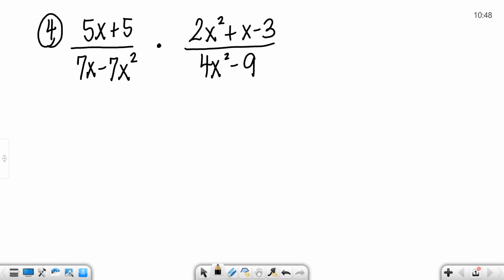So my numerator in the first expression, I can factor out a 5. My denominator in the first expression, I can factor out a 7x.